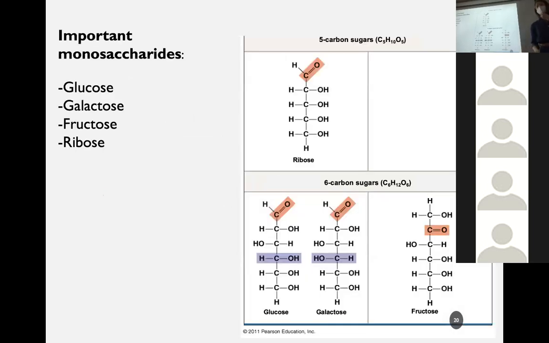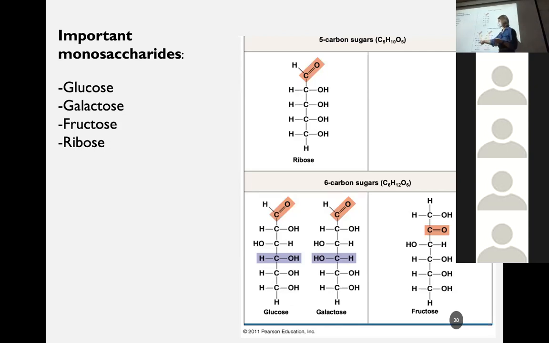So in addition to glucose, there's a few other monosaccharides that you need to know. So these monosaccharides, remember, these are the monomers. They're just simple subunits. So there's galactose, fructose, and ribose. And when I say glucose is C6H12O6, this is what that would look like if you drew it out.